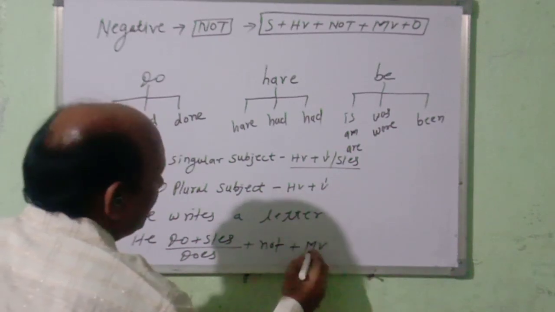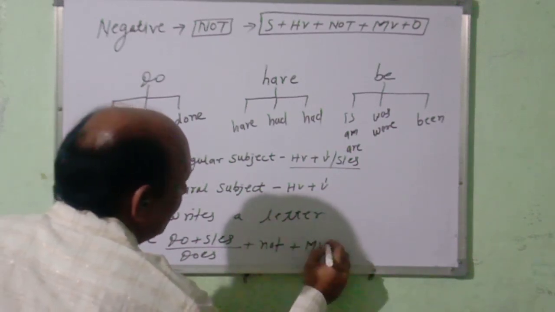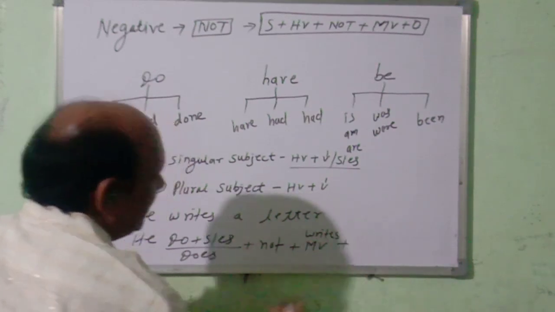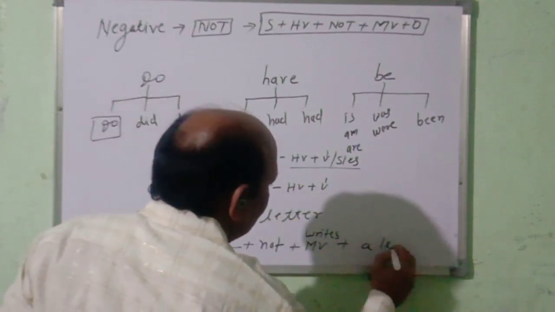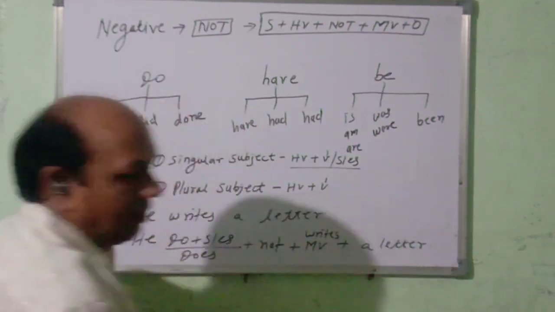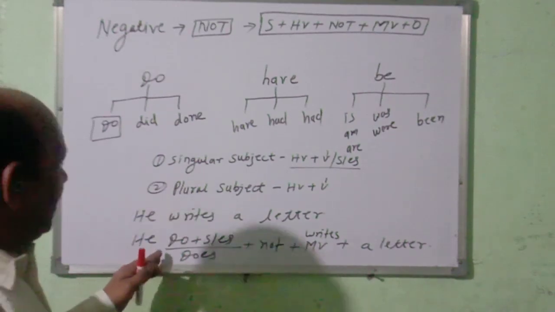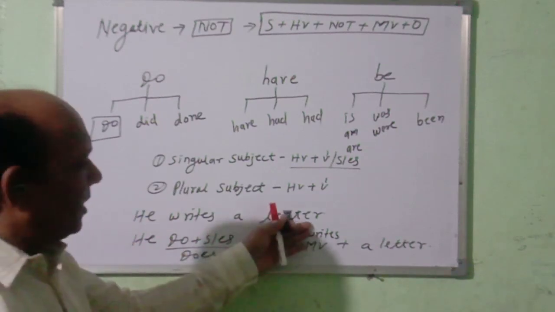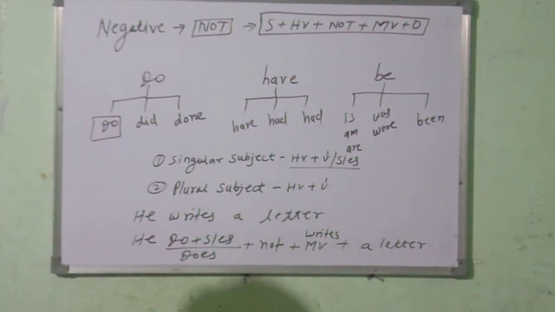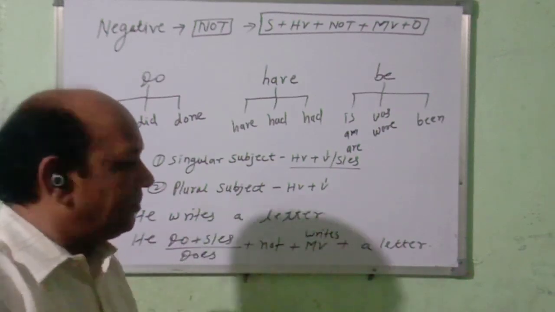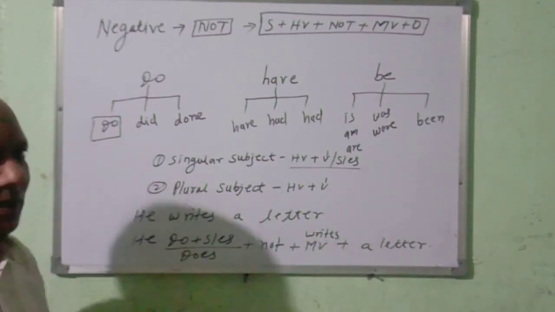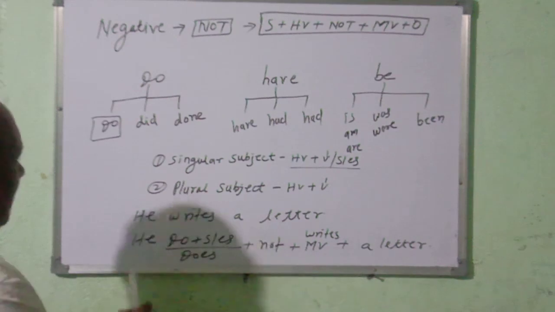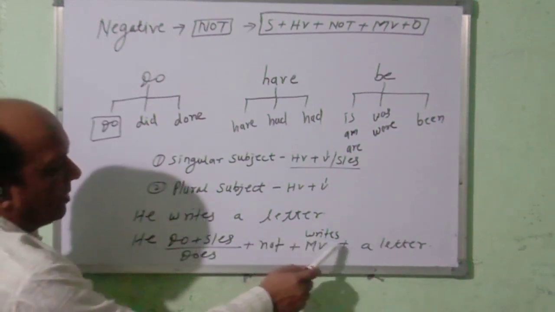Plus the main verb. What is the main verb? That is "write". Plus the object of the sentence. What is that? A letter. Getting or not? What sentence have we created with the help of the primary verb? He does not write a letter. Okay, dear students, there is one mistake in this sentence. We will see what the mistake is. He does not write a letter.